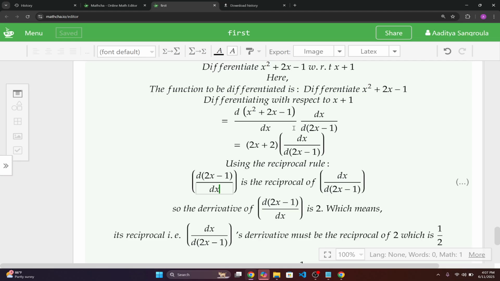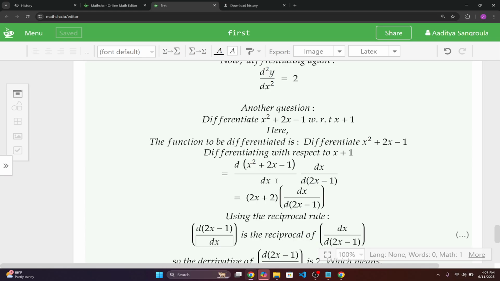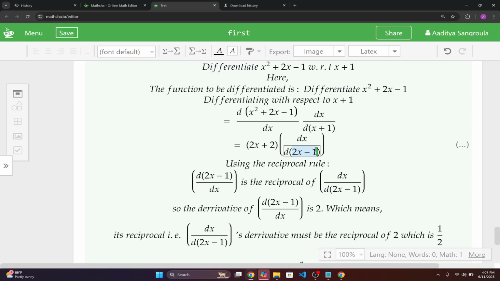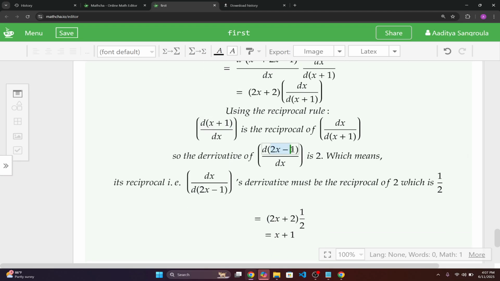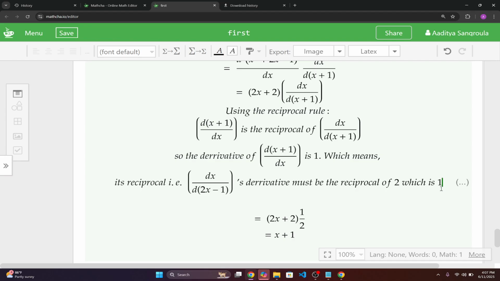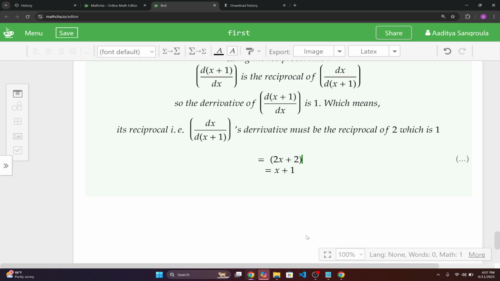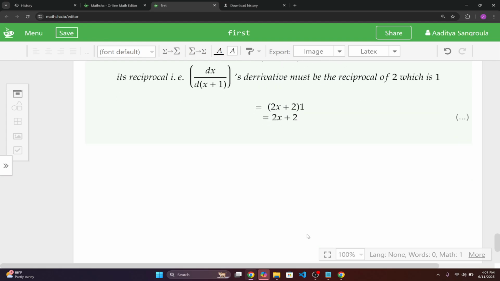So then dx, yeah, plus 1. I don't know what made me write that, but you know, x plus 1, x plus 1, x plus 1. 1, 1, 2x plus 2. So this is the final answer that we obtain.